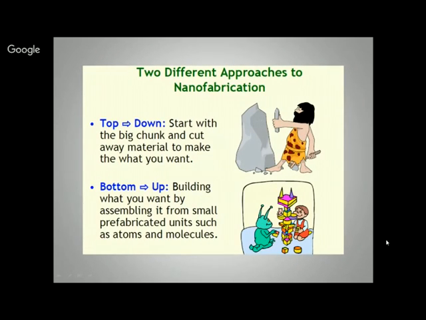So there are basically two different approaches for the fabrication of nanomaterials. One is known as top-down. Top-down means start with the big material and cut away material to make what you want. I will give you some examples of that later on. The second technique is bottom-up, that is building what you want by assembling it from small prefabricated units such as atoms or molecules. Out of these two techniques, bottom-up is more preferable because it is cost effective as well as more result oriented.